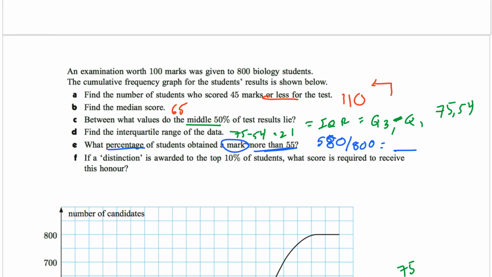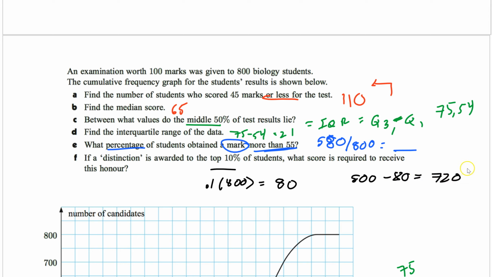And the last question on this problem, if a distinction is awarded for the top 10% of students, again, notice from the top 10%, what score is required to receive this honor? So what mark do you need to get if you want to be top 10? So again, remember, top 10 means from the top. So first, let's figure out what 10% is. 10% times 800, I get 80. So top 80 students. But again, that's from the top. So 800 minus 80 is 720.